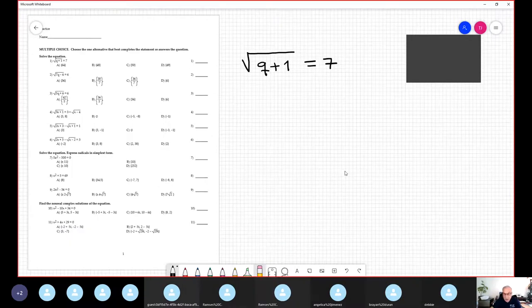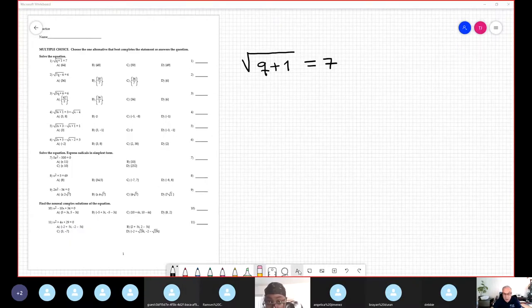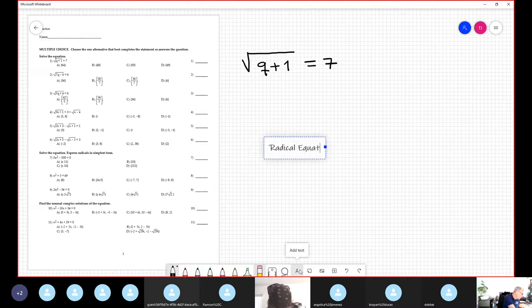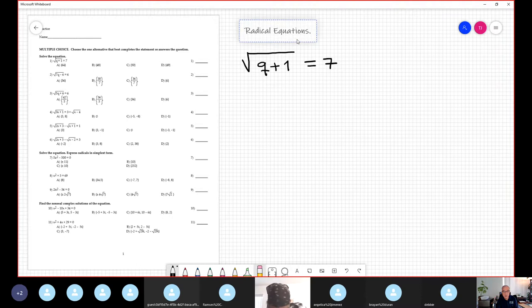Okay, so we study radical equations. It's easy to identify a radical equation because it's an equation that contains a radical. Okay, I want to explain the procedure for solving radical equations.